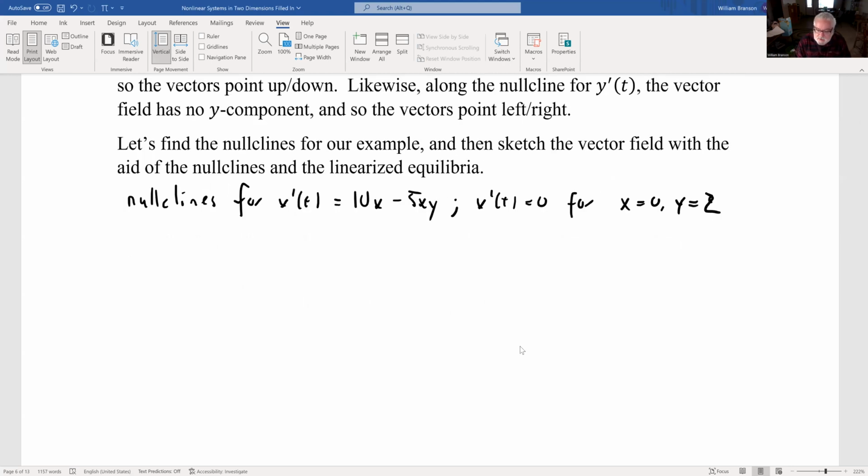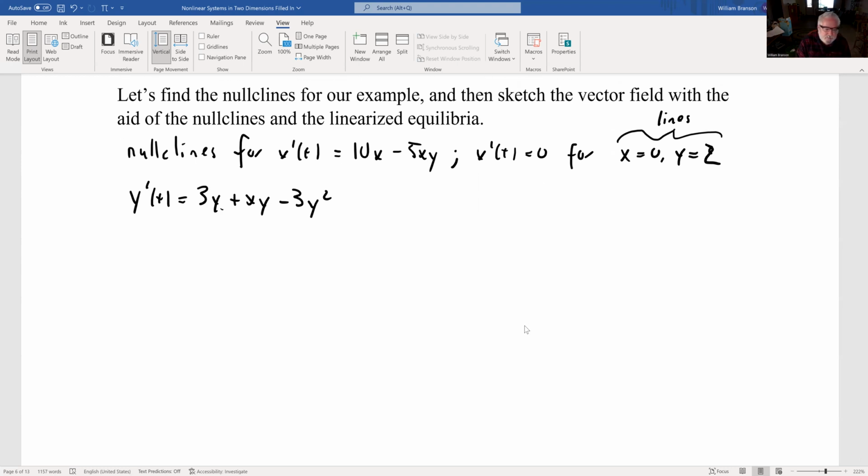And remember that in 2 dimensions, these are lines, right? These aren't points. X equals 0 is a vertical line, y equals 2 is a horizontal line. So y prime of t is 3y plus xy minus 3y squared. And we want to know, along the nullclines, what is the sign of y prime of t?